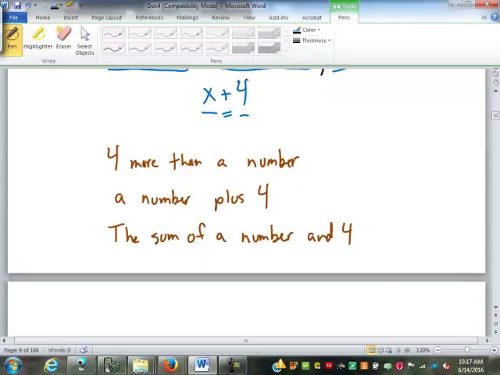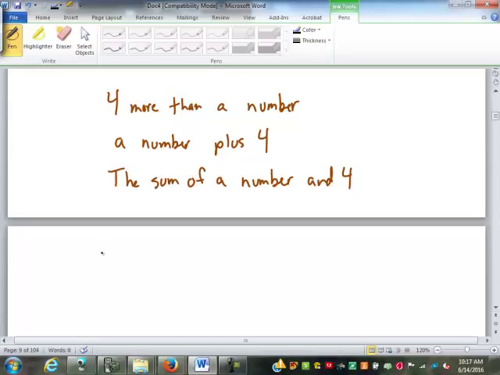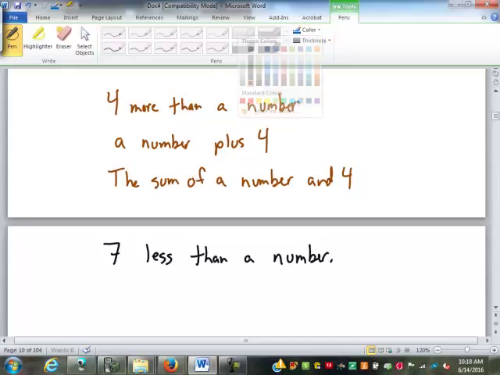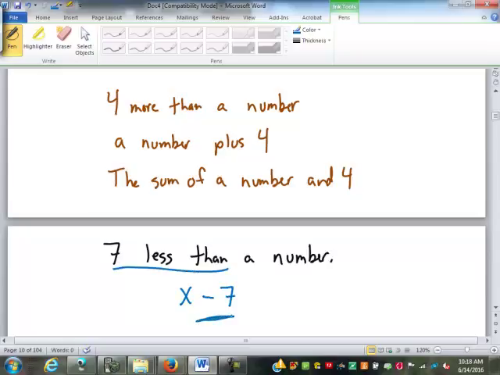So what if we had 7 less than a number. Now this one's a little tricky because our minds want to latch onto it. Well, the 7 comes first in the words. We want to put the 7 first, but we can't do that here. What does that come out to be? X minus 7. 7 less than something means 7 is being taken away from or subtracted from something. So we're subtracting 7 from a number, which is X.